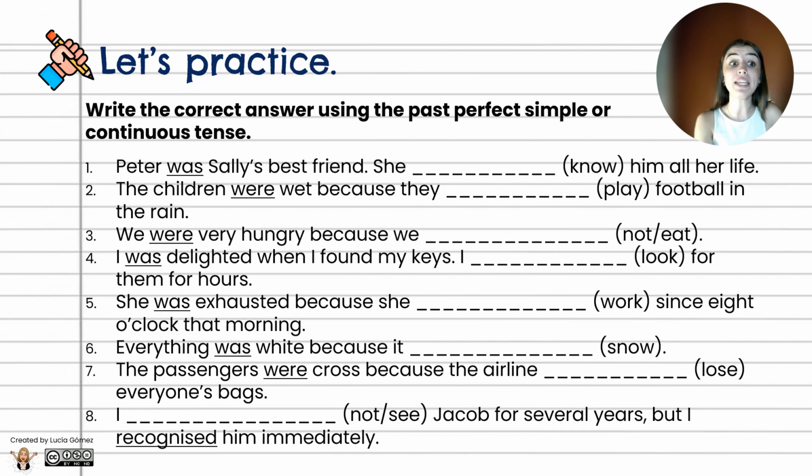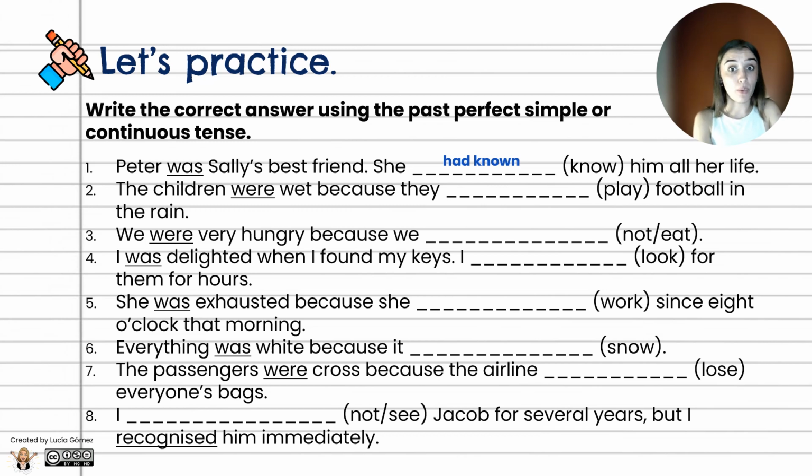The first one, Peter was Sally's best friend. Peter era el mejor amigo de Sally y no más, ya no lo son. Pero en ese momento, she had known him all her life. Le había conocido durante toda su vida. A pesar de que en este caso hagamos cierto énfasis en la duración, because we have something like all her life, it's a simple tense, because we cannot say in the continuous form, we cannot say ella le había estado conociendo durante toda su vida. Ni siquiera en español tiene sentido.